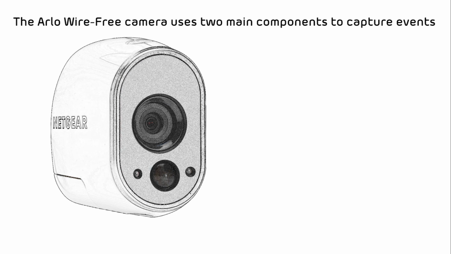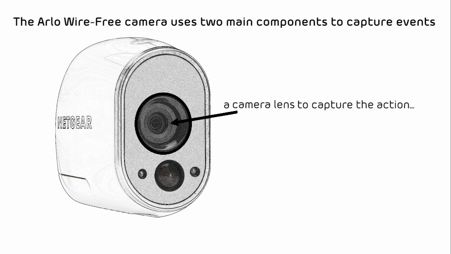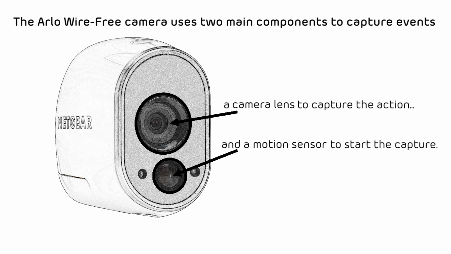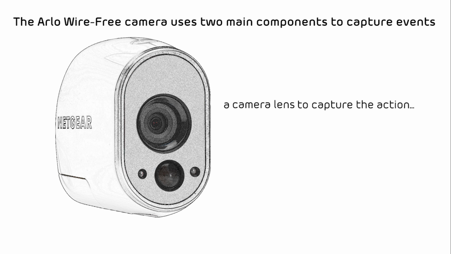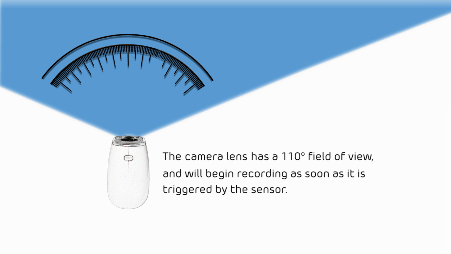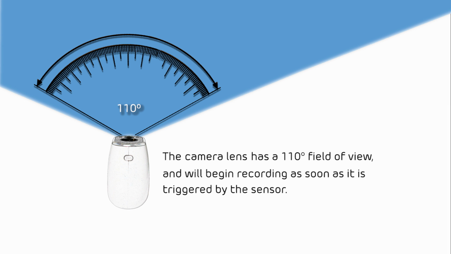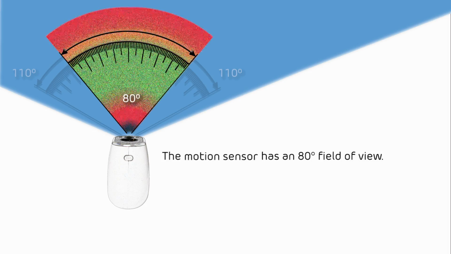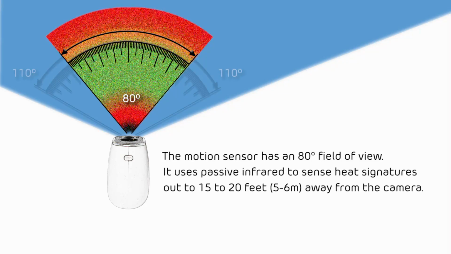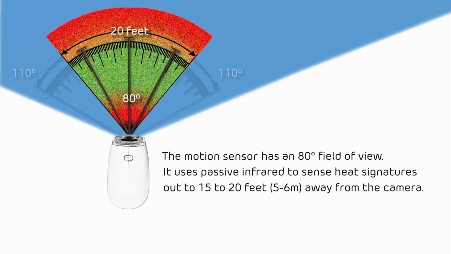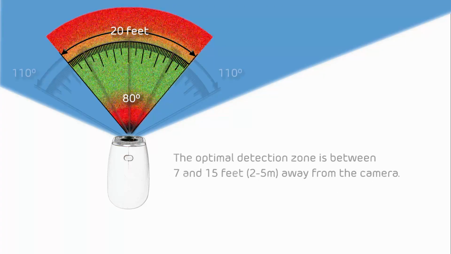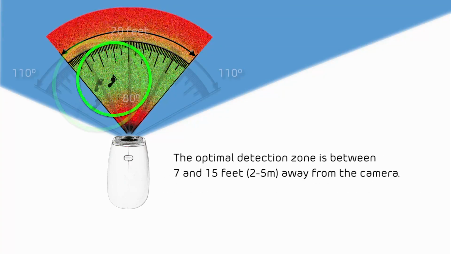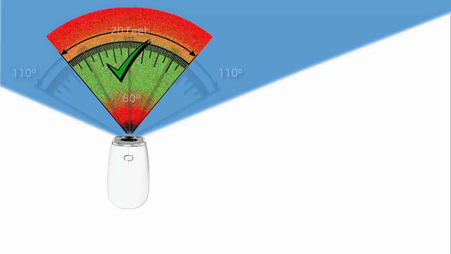The Arlo Wire-Free camera uses two main components to capture events: a camera lens to capture the action and a motion sensor to start the capture. The camera lens has a 110-degree field of view and will begin recording as soon as it is triggered by the sensor. The motion sensor has an 80-degree field of view. It uses passive infrared to sense heat signatures up to 15 to 20 feet away from the camera. The optimal detection zone is between 7 and 15 feet away from the camera.